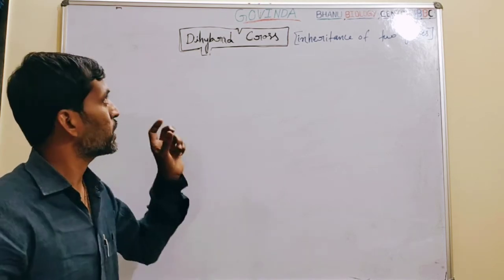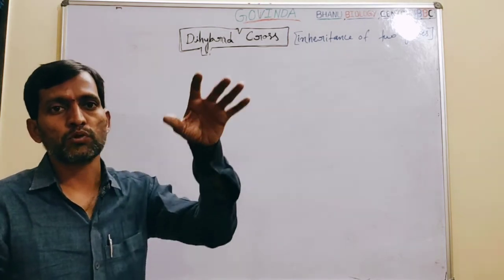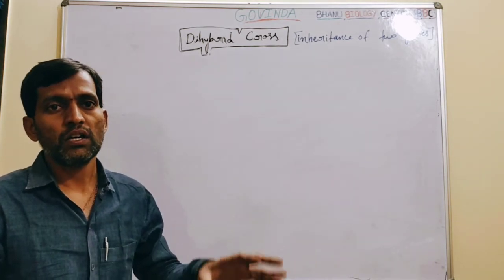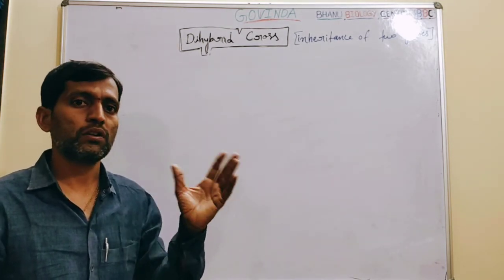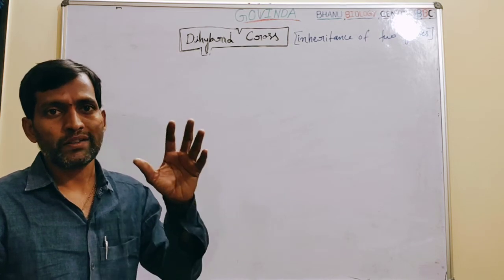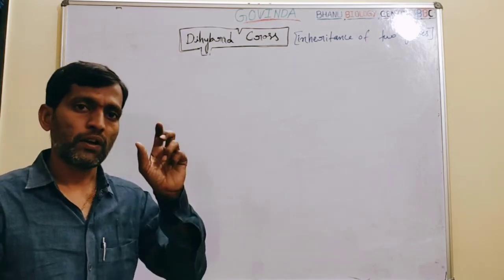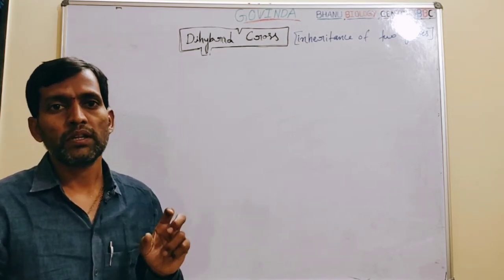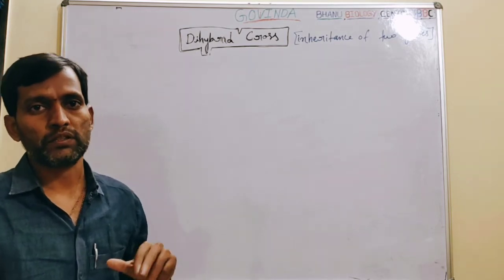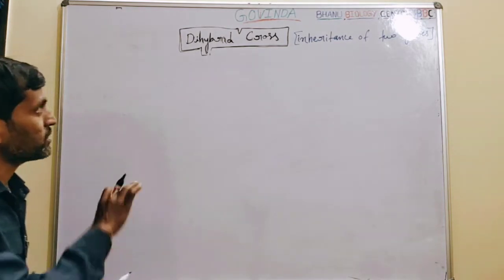So let us see what the dihybrid cross is, then what the procedure involved in the dihybrid cross is, then what the phenotype ratios and the genotype ratio received by Mendel are, and finally the conclusion given by Mendel from his observations, I mean from this cross. So what is a dihybrid cross?